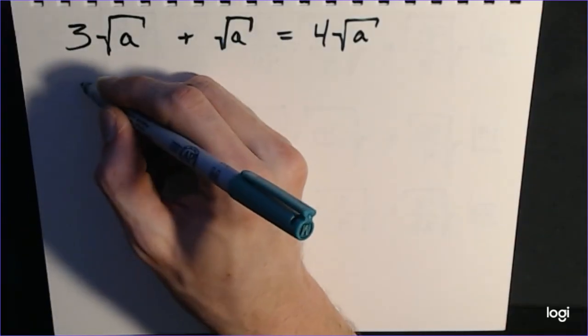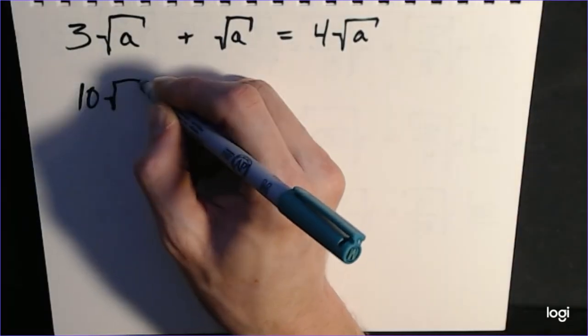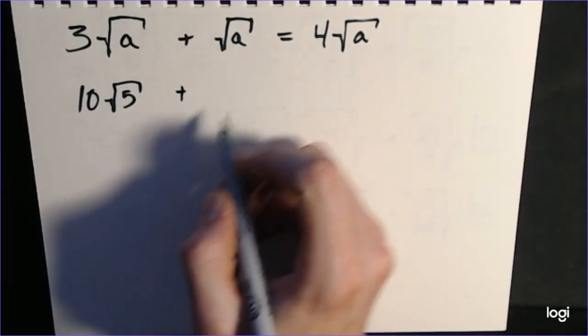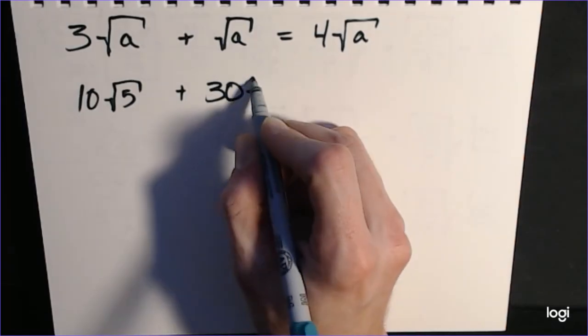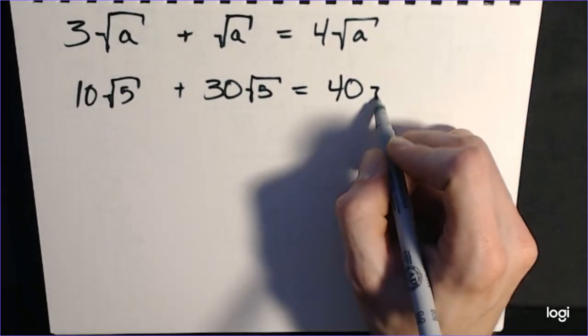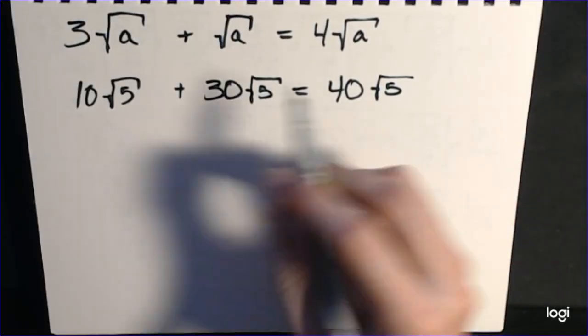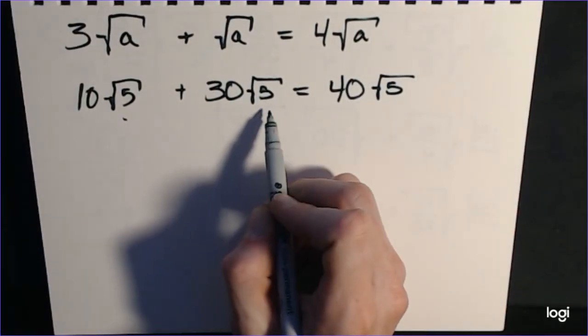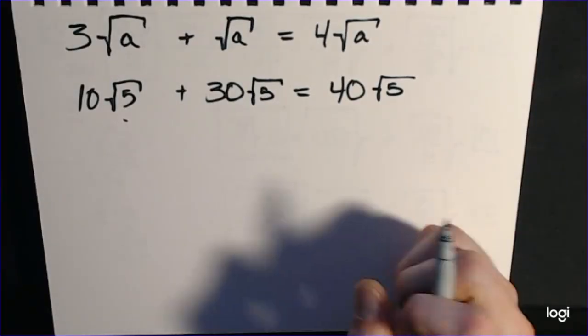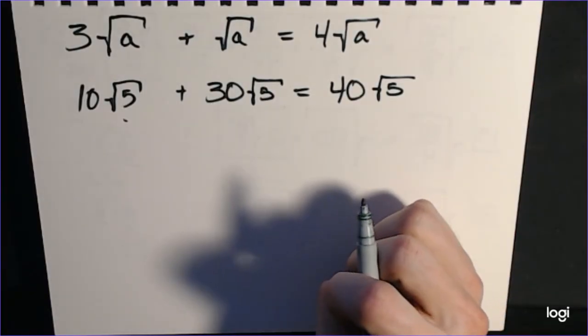So for example, if I had 10 times the square root of 5 plus 30 times the square root of 5, this is equal to 40 square root of 5. Because we have 10 of them here, we have 30 of them here. 10 plus 30 is 40. Same thing works with subtraction.